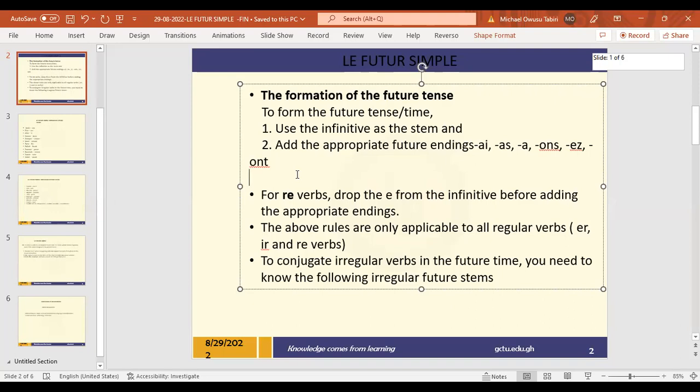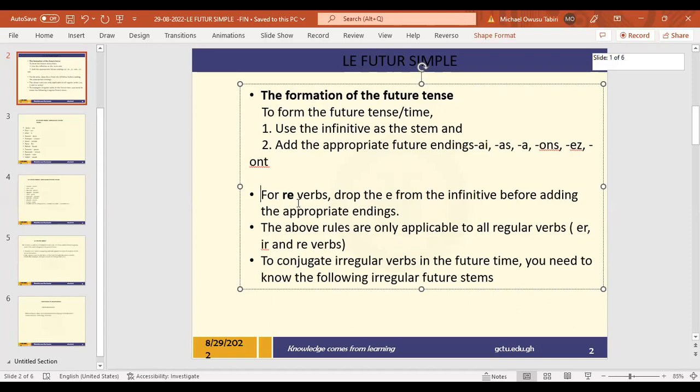And then you continue. Before you add the appropriate future endings, these are the endings: A-I, A-S, A, O-N-S, E-Z. Et finalement, O-N-T. That's how we are supposed to conjugate it.